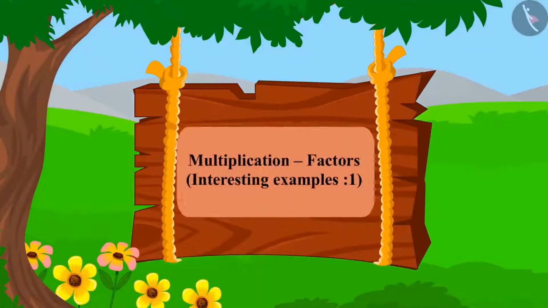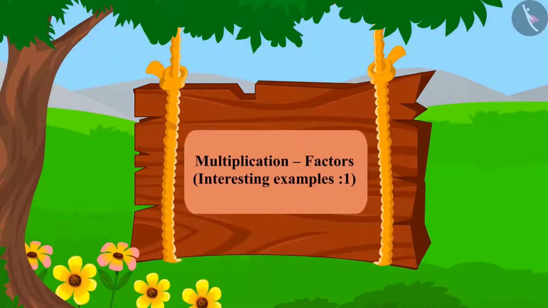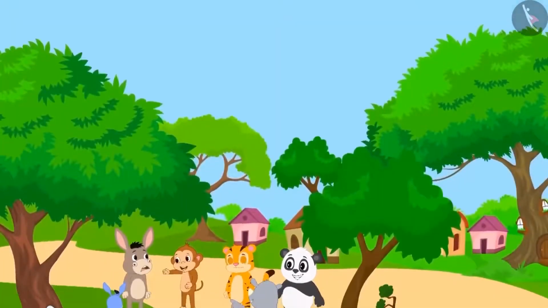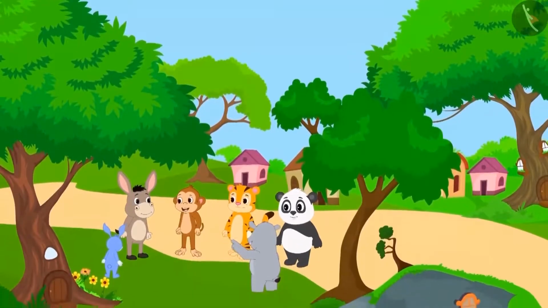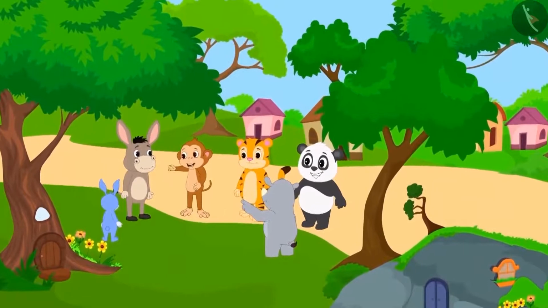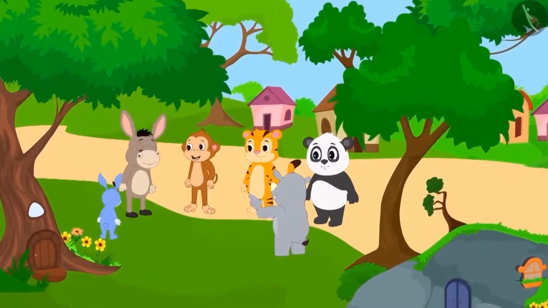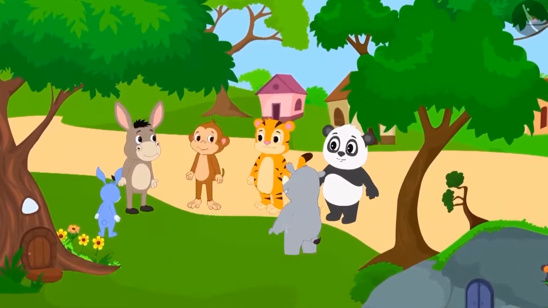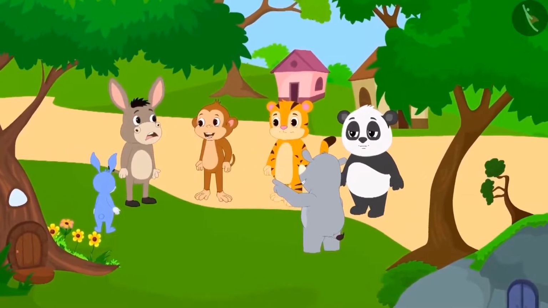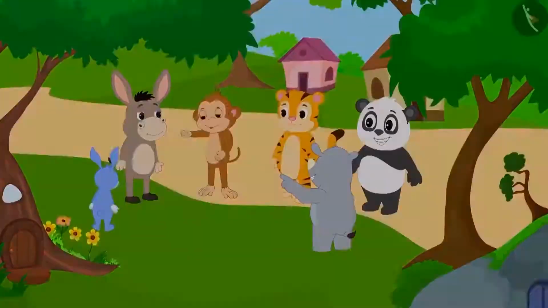Today, we will learn more about factors of multiplication. People from Champapur are making plans to go on a picnic. They have to arrange for some buses for the picnic. The seating should be such that the number of people sitting in every row is equal.